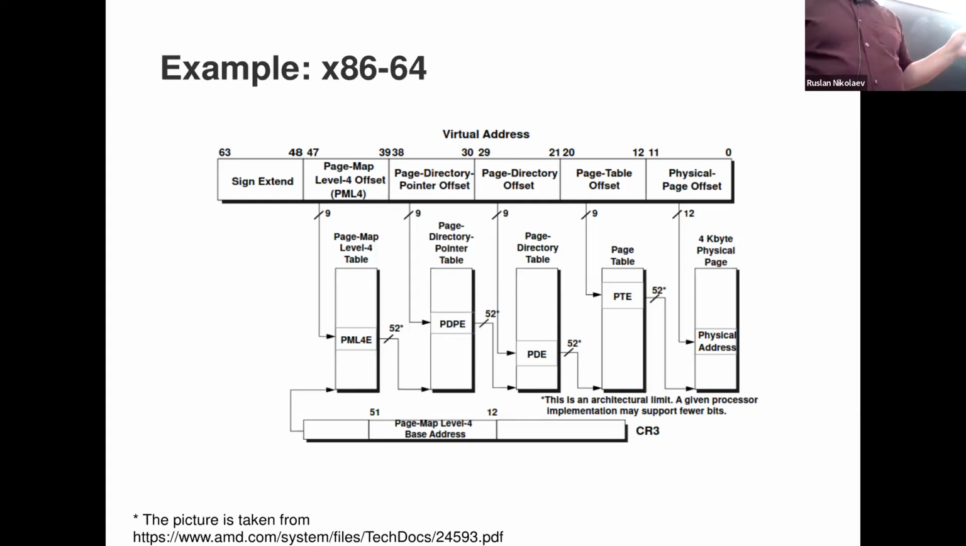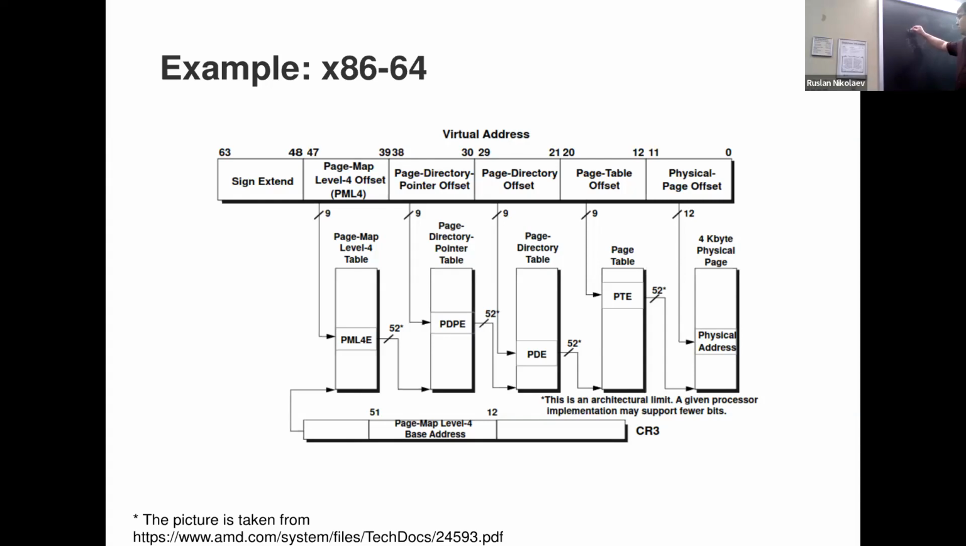Does anyone have any questions so far? Remember, this is how in x86-64 you calculate how many levels you need. You need to accommodate 48-bit addresses. You have 8-byte entries and a page size of 2 to the power 12 bytes. So you have 2 to the power 12 divided by 2 to the power 3, which is 2 to the power 9, so 512 entries in each level.